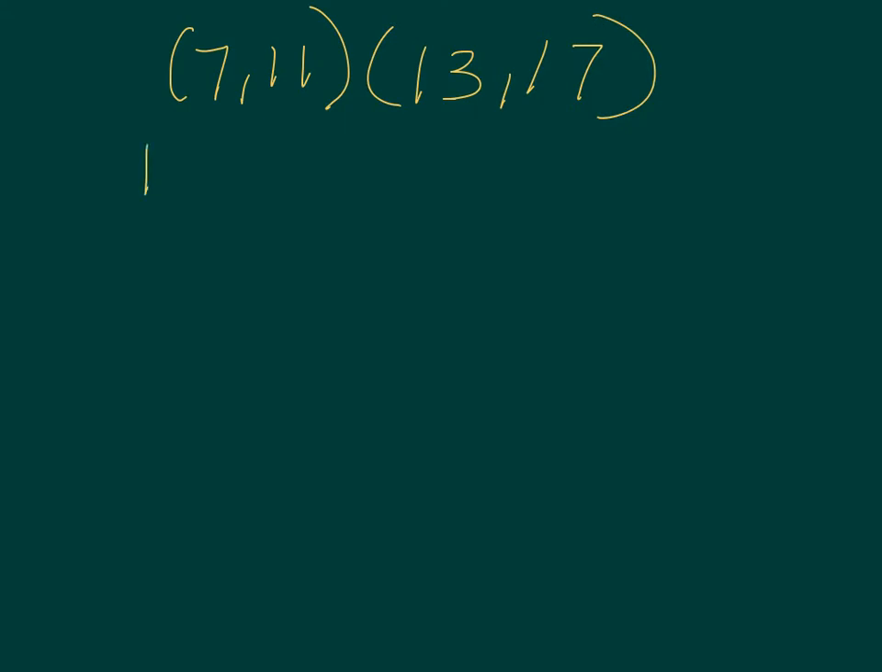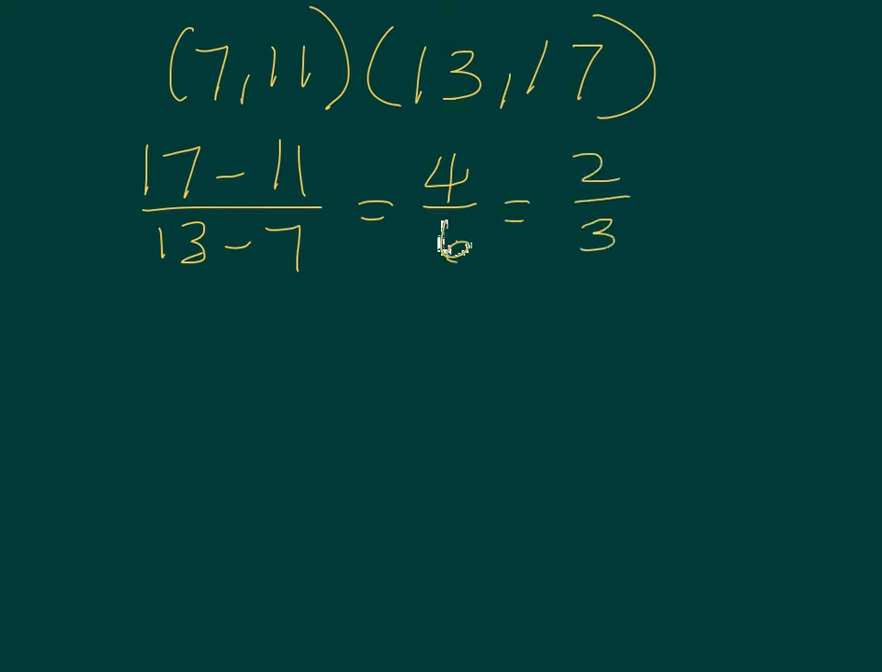Let me do one more. So let's try some big numbers. Let's go. We got 7, 11, and 13, 17. Looking for slope, so I'm going to go 17 minus 11 over 13 minus 7 gives me 4 over, oh, not 5. What am I thinking? 13 minus 7 is 6, which equals 2/3. I'm going to reduce that fraction. There's my slope, 2/3.